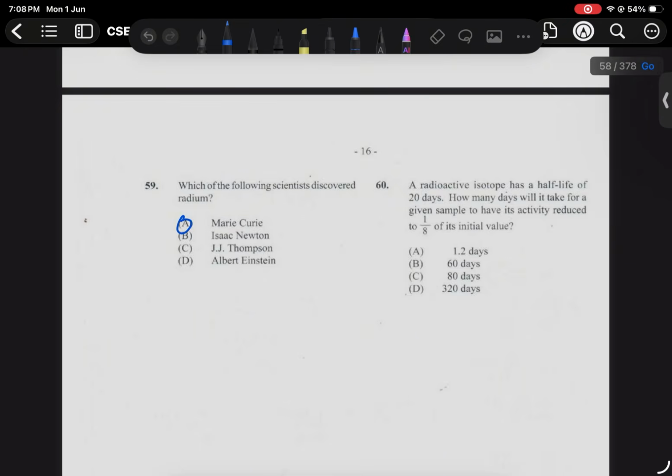Mercury. A radioactive isotope has a half-life of 20 days. How many days will it take for a given sample to have its activity reduced to 1/8 of its initial value? So a half, starting from the original mass number, multiplied by another half and another half. This would give us the 1/8, so there have to be 3 half-lives. One here, one here, one here. So 20 multiplied by 3 would give us 60 days.